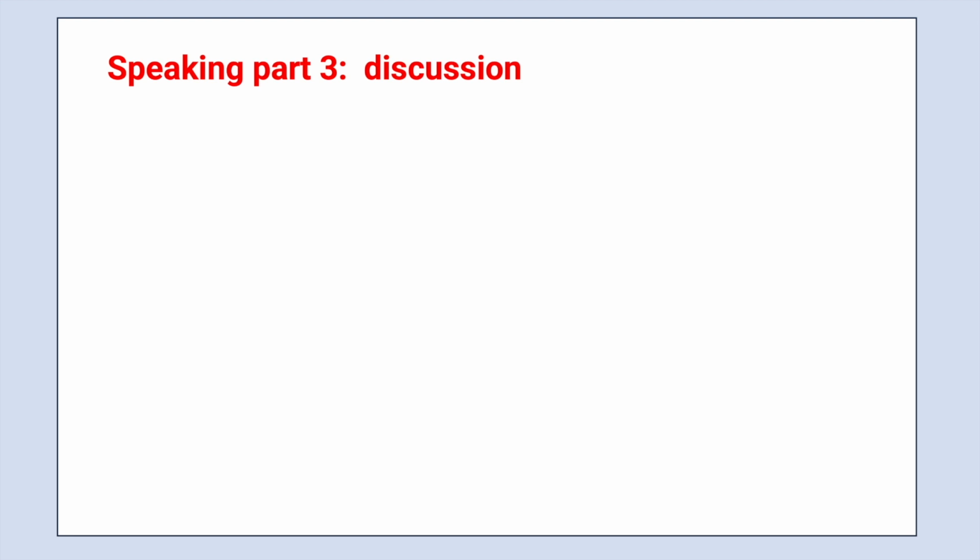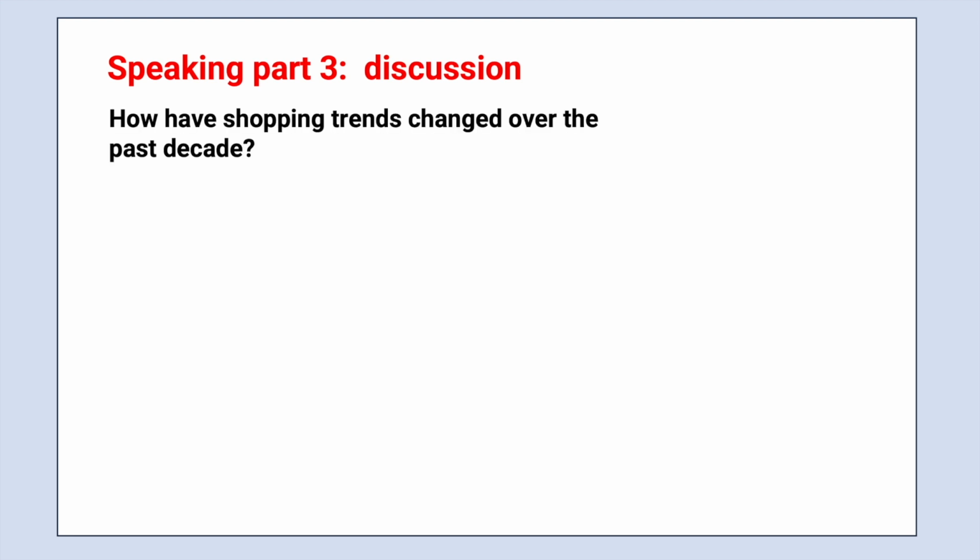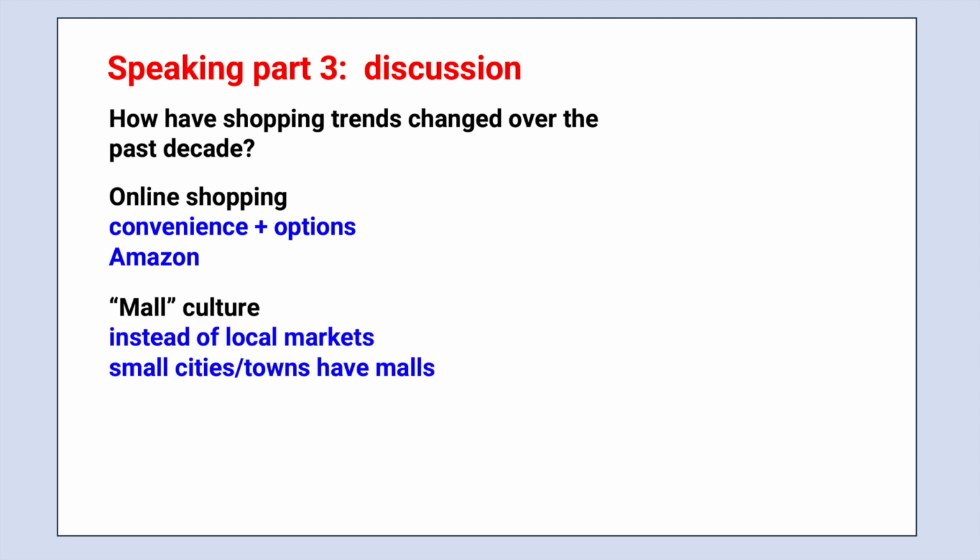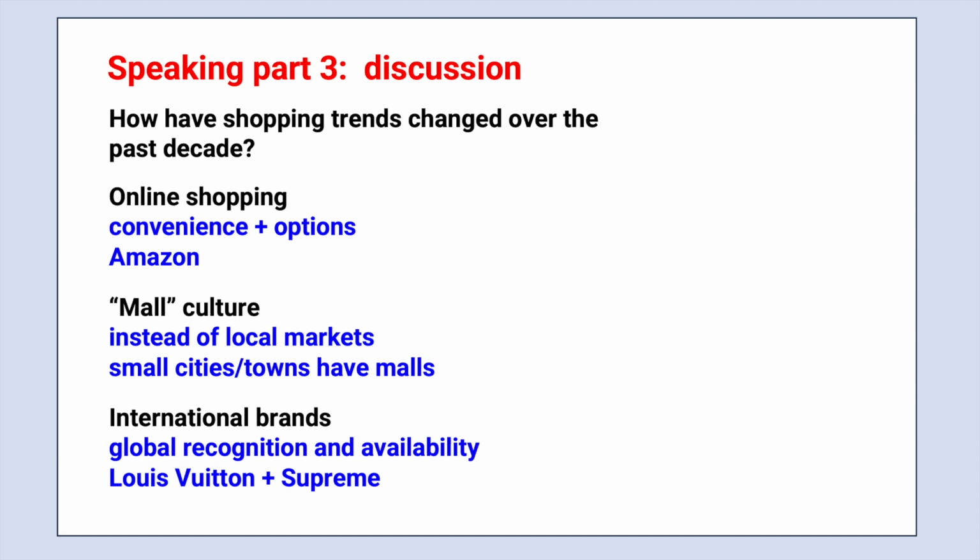Let's look at a typical part 3 question. How have shopping trends changed over the past decade? Well, if you were speaking in paragraphs, your first paragraph might be online shopping, convenience and options, and maybe Amazon. Paragraph 2, mall culture. People go to malls instead of local markets and shops in the town centre. Even small towns have malls now. And paragraph 3, international brands, global recognition and availability. Louis Vuitton, Supreme, some of the brands that you could give as examples.